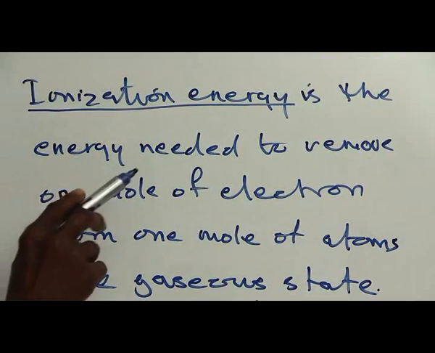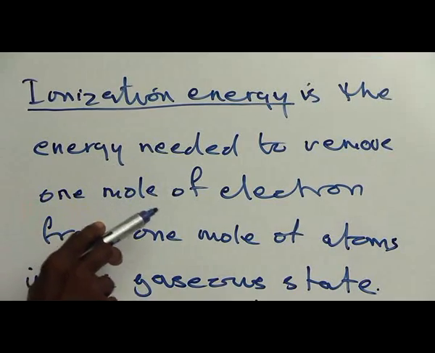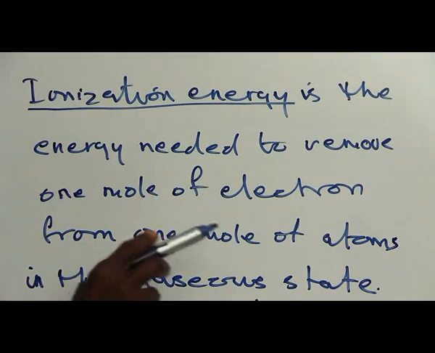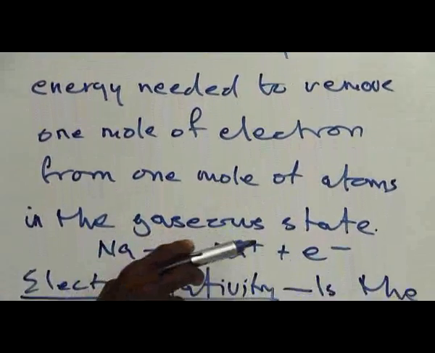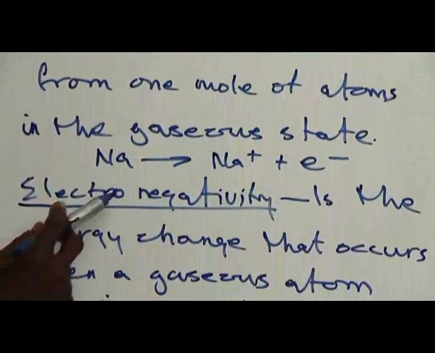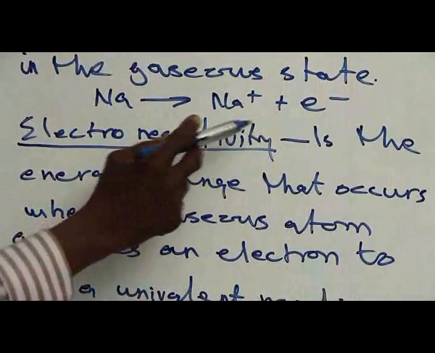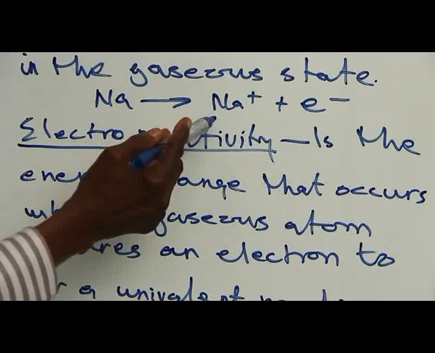Ionization energy. This is the energy needed to remove 1 mole of electrons from 1 mole of atoms in the gaseous state. It can be illustrated as sodium losing an electron to form a sodium cation.